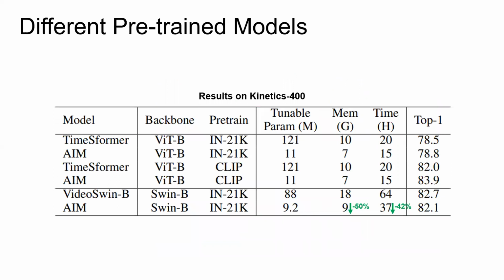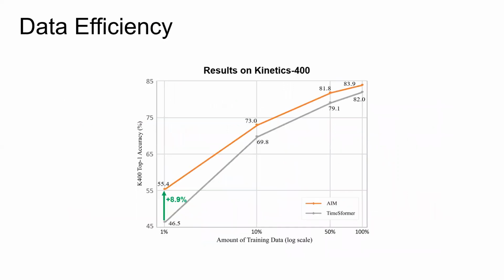And here we show that our method can be applied to different pre-trained models, such as ViT or Swin Transformer. And also we can largely save the training cost compared to fully fine-tuned video models. And here we show that our method also has the benefit of data efficiency. That is, when the labeled training data is limited, we can achieve larger improvements over the full fine-tuning baseline.